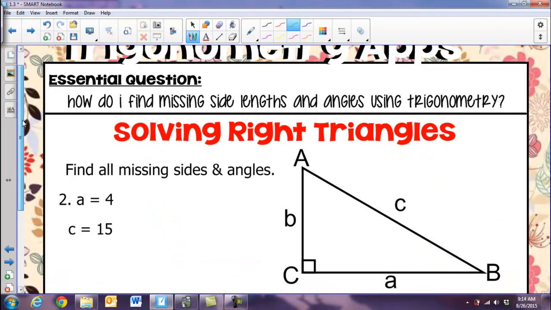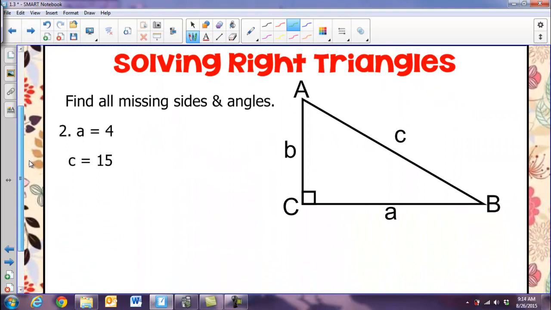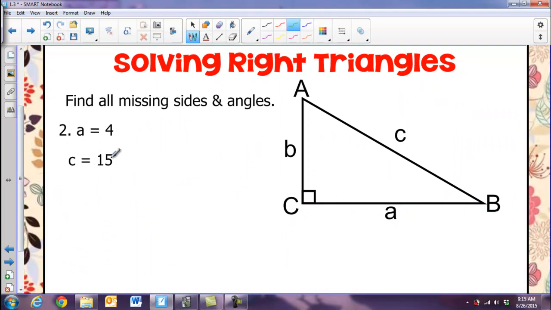Okay, I'm going to do one more example of this. This guy only gave me 2 side lengths. So again, I'm going to label the diagram with what I know. I know that A is 4 and C is 15, and I don't know any of the angles.